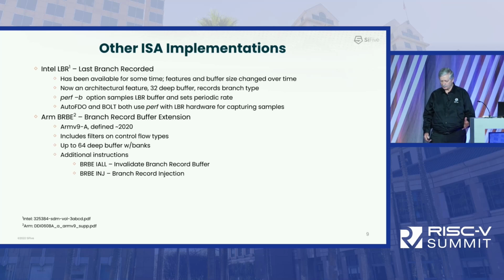AutoFDO and Bolt, which is a binary optimization and layout tool that Facebook developed, both use perf to sample the LBR buffers. In the case of Bolt, that's a linker stage optimization where they put hot functions together to lower the miss rate on the iCache and TLB misses. And then ARM has, in the V9 architecture, defined a similar feature. It's quite similar, and they support up to 64-deep buffers.